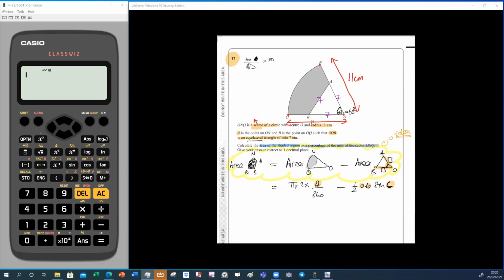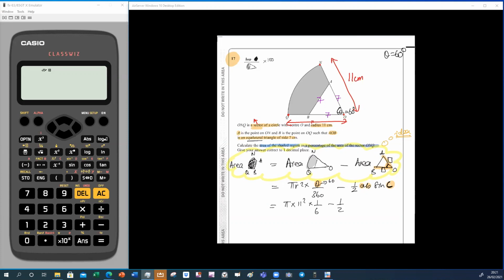Now, the angle theta is equal to 60. Let's write that down. Let's pop in the values. So it's equal to pi times the radius. What's the radius of the sector? Is it 7 or 11? 11. And if this is 60, by the way, what's 60 divided by 360, just to make things a bit simpler? 60 divided by 360 is? Okay, lovely, one sixth.